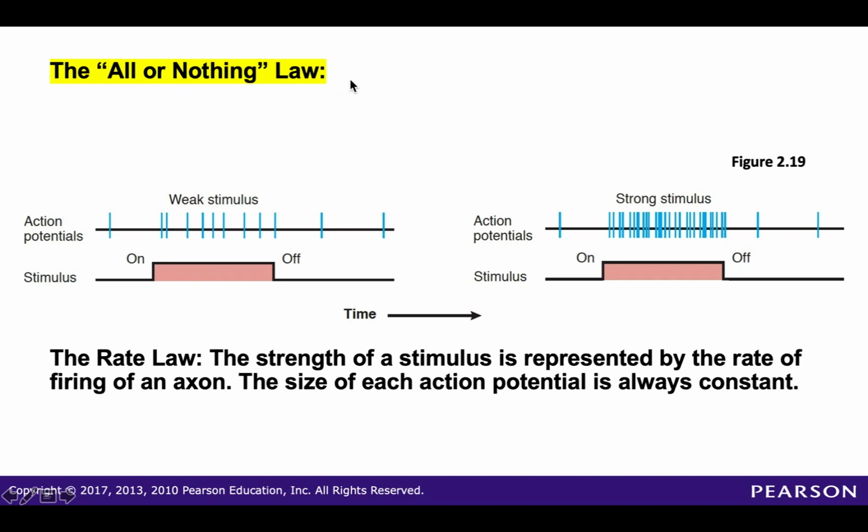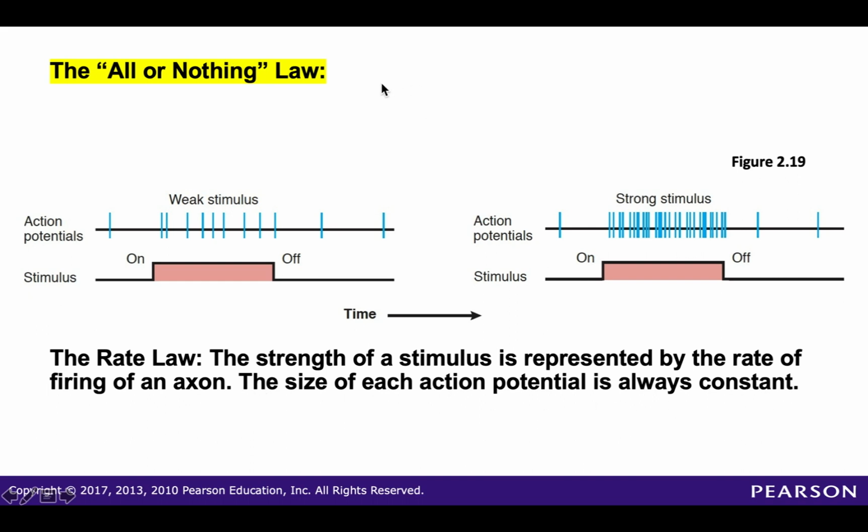The all or nothing law basically means that the action potential either fires or doesn't, and there's no in between. If threshold is met, you get an action potential. If threshold is not met, you don't. And the rate law goes along with that. The strength of a stimulus is represented by the rate of firing of an action potential in the axon. The size of the action potential is always constant.